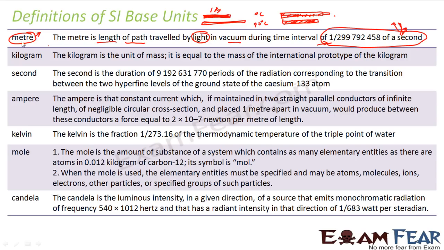For the kilogram, this is a unit of mass, and it is equal to the mass of the international prototype of the kilogram. So they have taken one prototype, and that is what defines the mass of the kilogram.